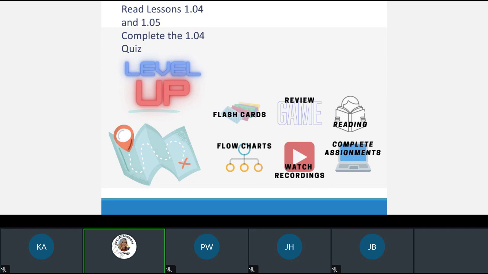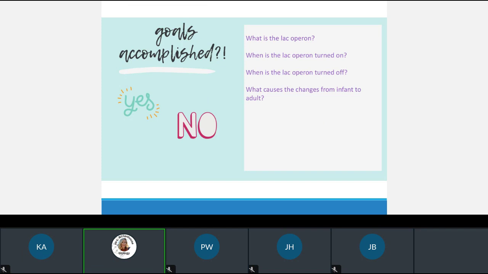I feel like you guys have a better understanding. Give me a yes or no. Do you feel better about when the lac operon is turned off and on, and what causes our changes from infant to adult?